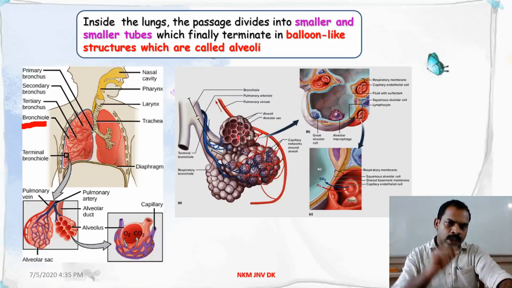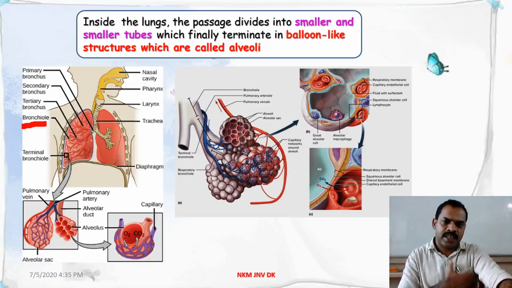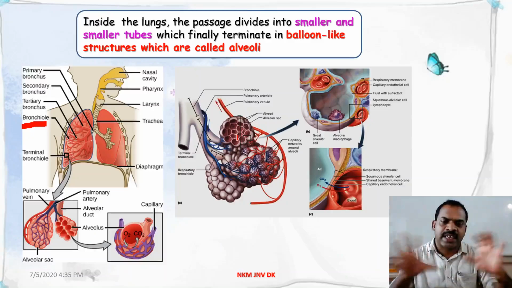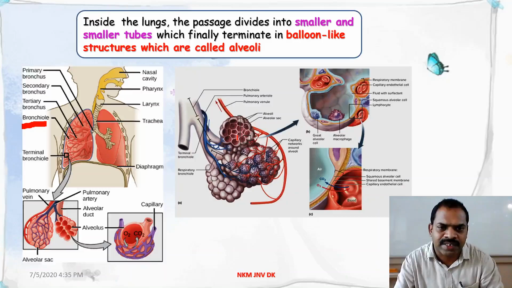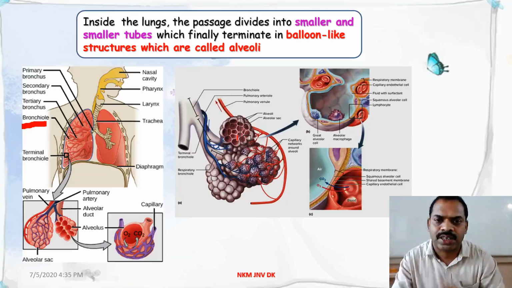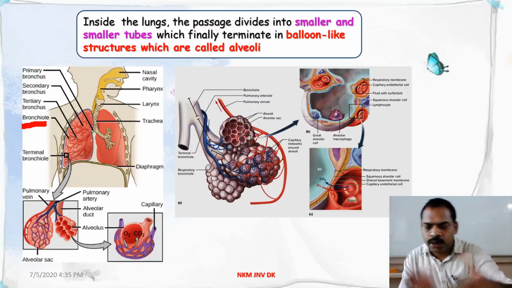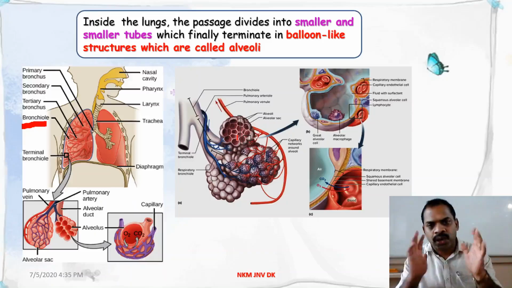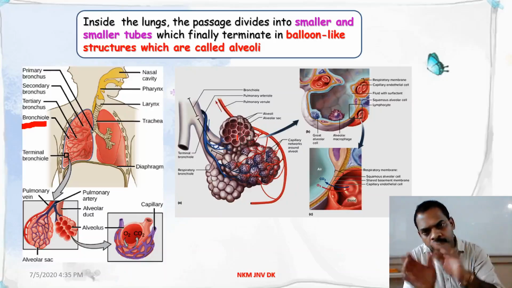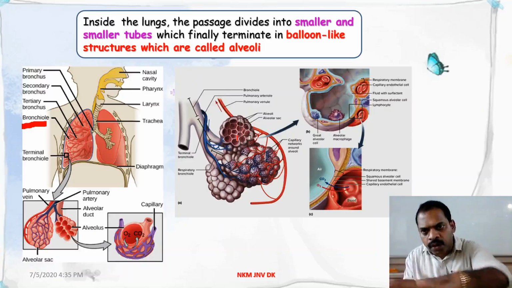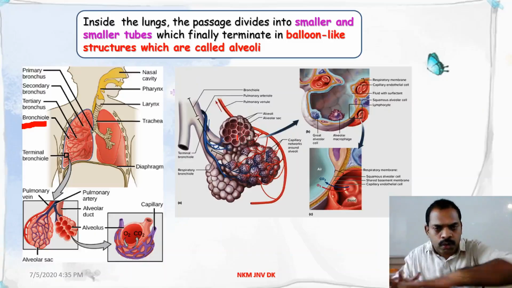Millions of alveoli are there in every lung, which increases the surface area like anything. Do you know what the surface area of the human lung is? It is equal to a tennis court, a double, both-side court. If you spread all the alveoli of both lungs together, it will be that big.